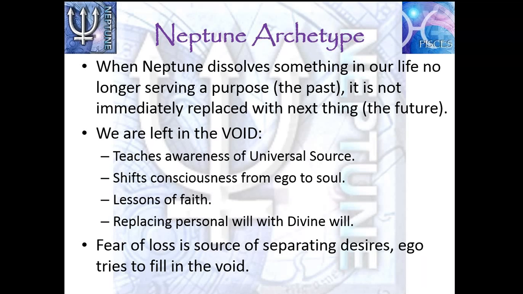We're left in that void, though, to really make the connection with Source, to ease the fear of loss. So this is the Neptune archetype. This is emphasized with Neptune in Pisces, and this becomes very emphasized when Neptune goes retrograde. Now I'll speak more to the Virgo polarity here in just a moment, but I'd like to talk about a couple more archetypes with Neptune in Pisces in the 12th house first.